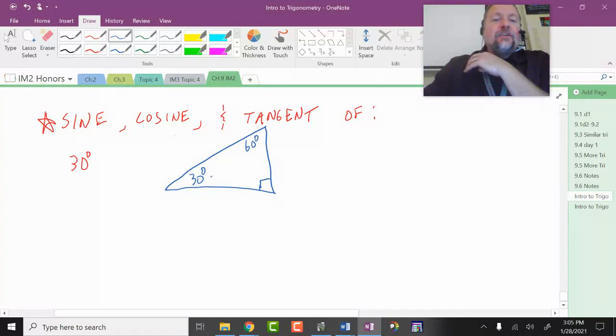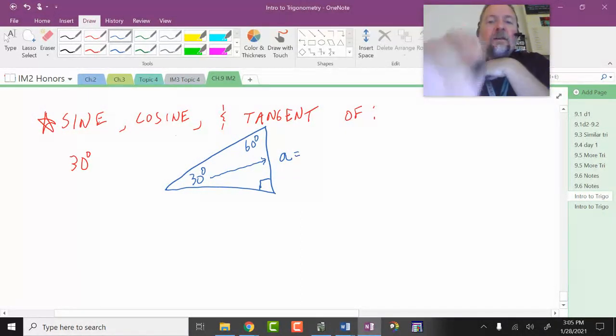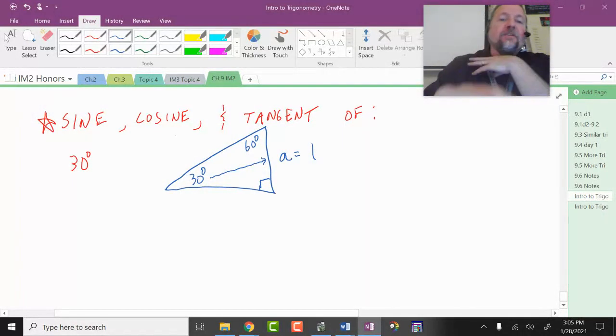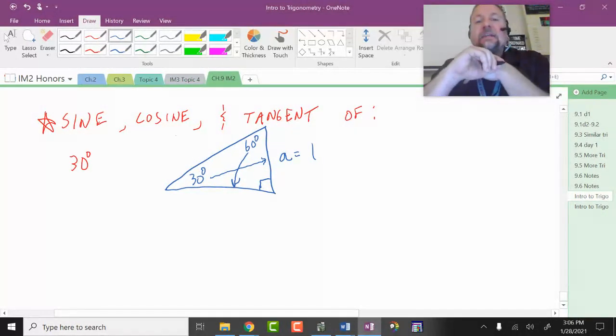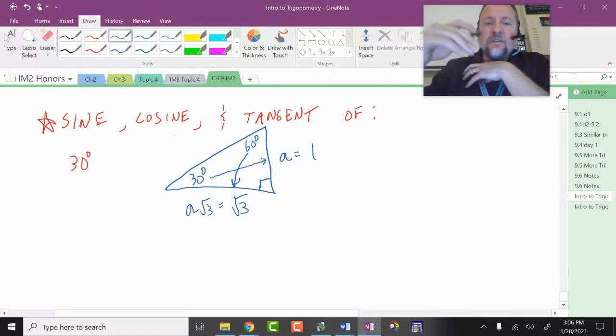So I should know that the side opposite the 30 is A, but then I heard numerous times that Mr. Samuelis said you can make A anything you want. So I'm going to say A equals 1. Pretty smart decision, and I think I've done this in class already, for sure. Side opposite the 60 then is whatever A is times the square root of 3. So this side ends up being 1 root 3. And I'm going to erase the A's when I'm done with this.